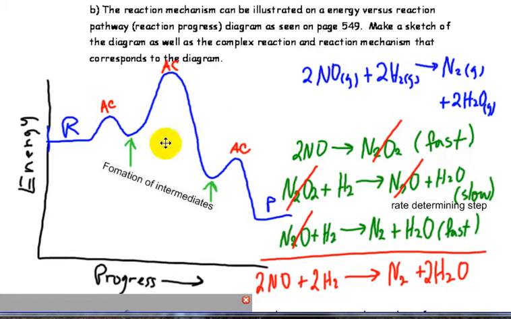So it doesn't matter how they look, as long as relatively speaking the slowest one has the highest hump. And also reactants are here, products are here, so you can see it's an exothermic reaction. High energy reactants forming low energy products, which means energy is being released.